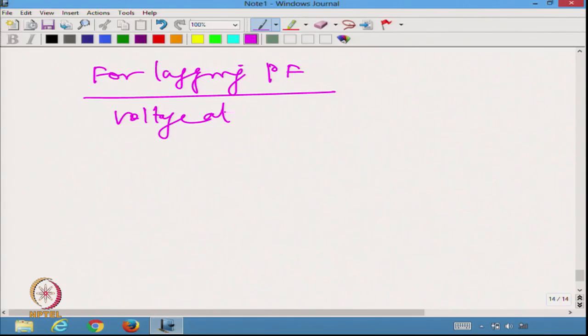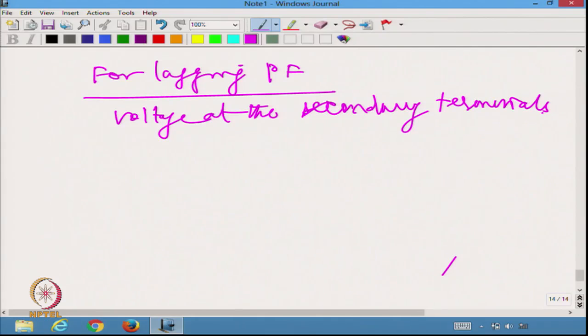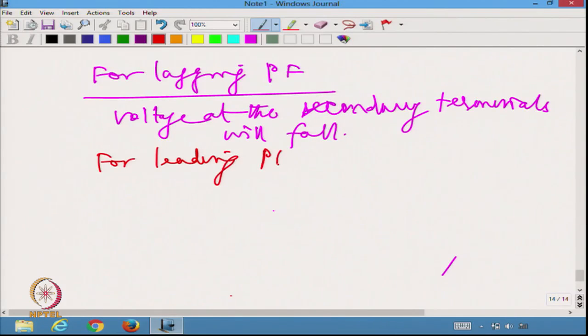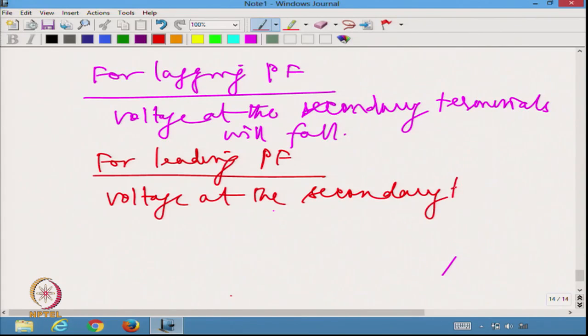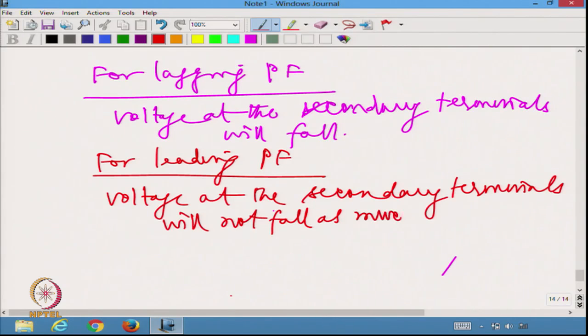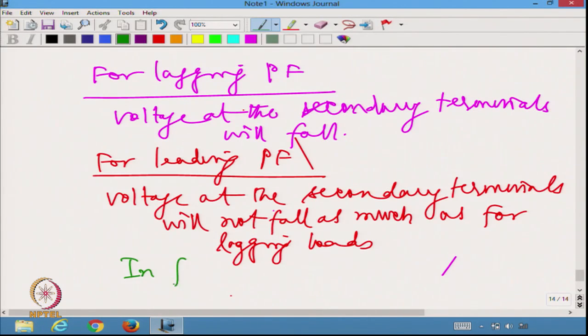So, for lagging power factor, voltage at the secondary terminal will fall, whereas for leading power factor, voltage at the secondary terminal will not fall as much as for lagging loads. In fact, the voltage can rise. It need not even fall, it can rise. So, whenever we have a capacitive load, we will see that the secondary voltage rises.